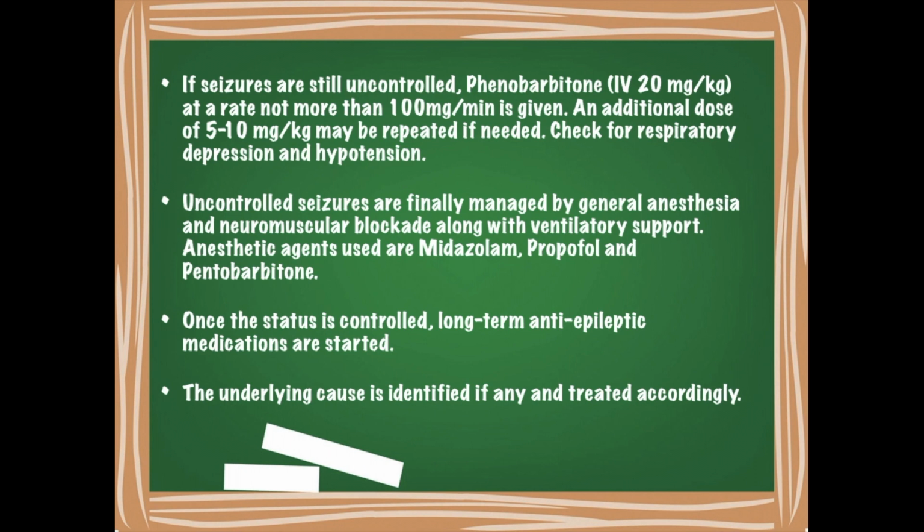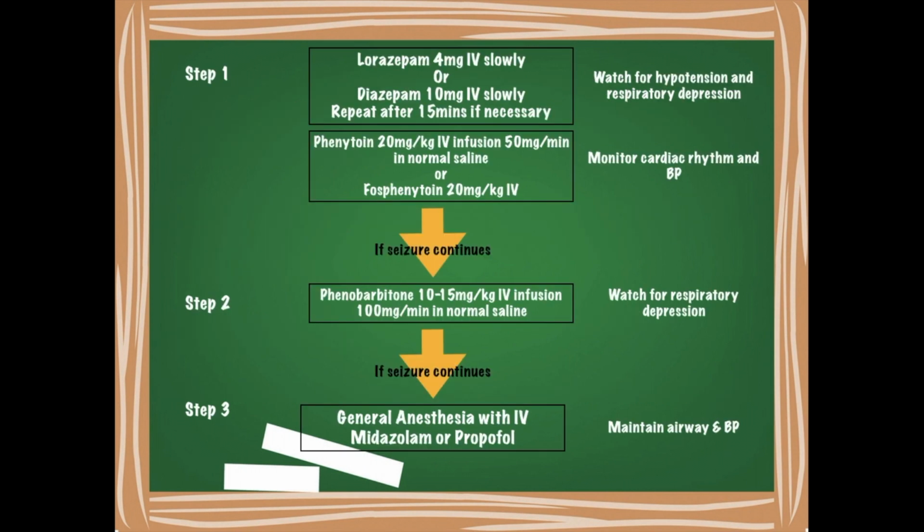Once the status is controlled, long-term anti-epileptic medications are started. The underlying cause is identified and addressed immediately. This is a flowchart summarizing all the medications to be given to control seizures in a step-by-step fashion.